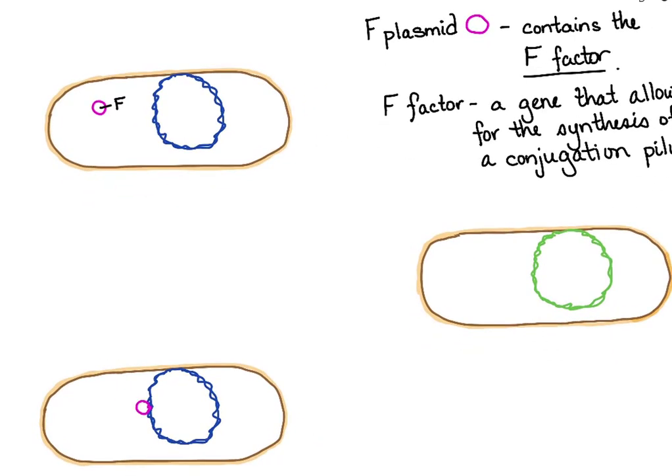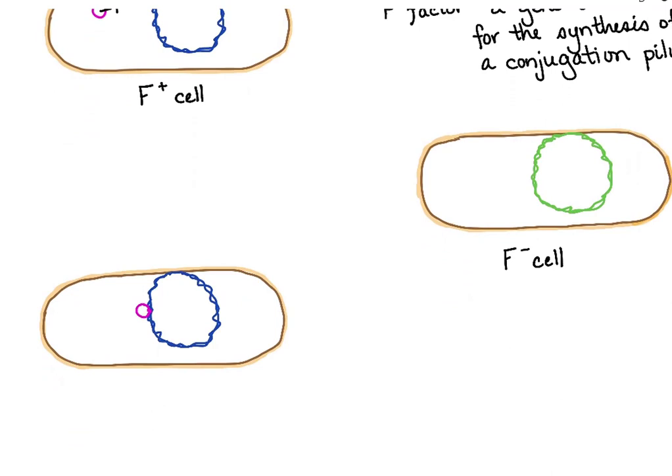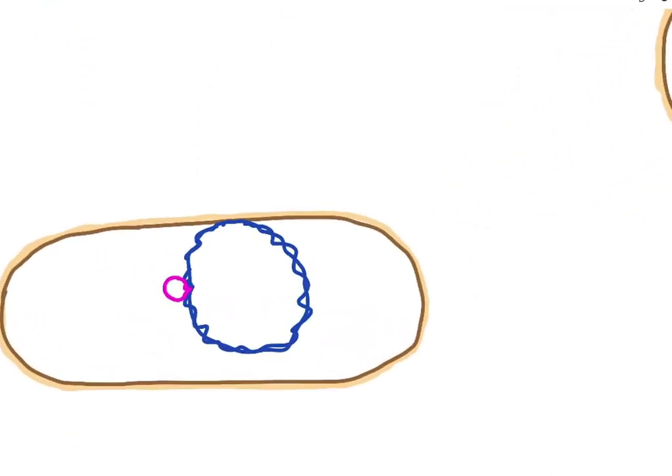Now, if a cell has an F plasmid, we call that an F plus cell. If a cell does not have an F plasmid, we would denote that as F minus. Now, one of the interesting things about plasmids is that they can actually fuse with the chromosome. So what we have here is a picture showing this plasmid really close up with that chromosome. It's still an F plus cell in this iteration. But what's going to happen is the DNA is actually going to fuse together to create one larger chromosome where the plasmid DNA is incorporated in with the chromosomal DNA.